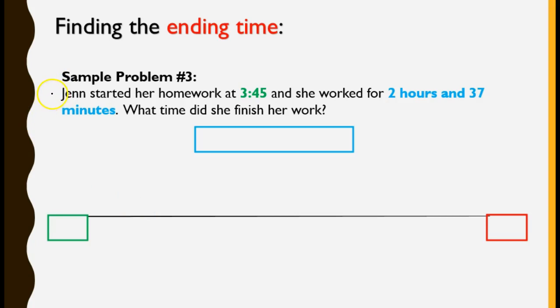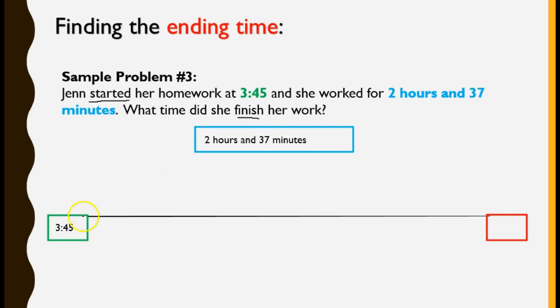Jen started her homework. Ooh, I heard a clue word. Jen started her homework at 3:45, and she worked for 2 hours and 37 minutes. What time did she finish her work? Ooh, I could figure this one out also if I didn't have those color coordination, because Jen started at 3:45 and she worked for 2 hours and 37 minutes. So I know that's how long she worked. And then the question says, what time did she finish? So this is what I'm going to find, the ending time.